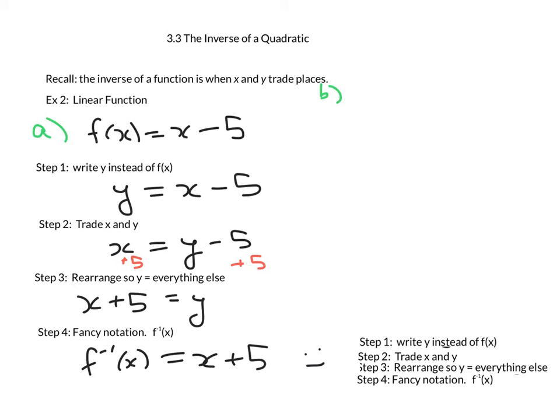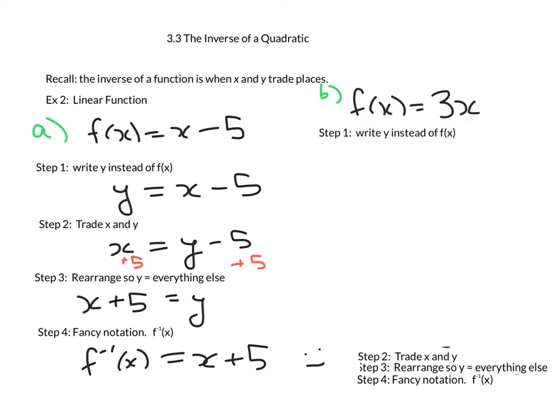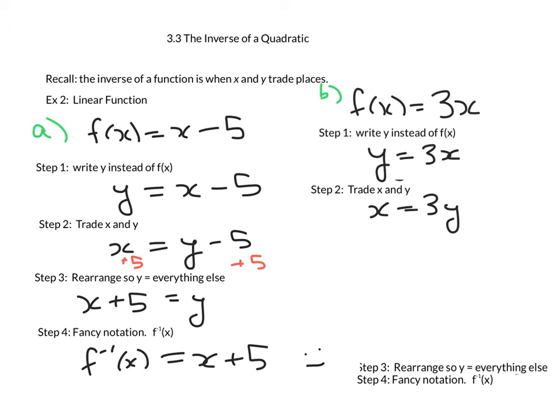Okay, let's try another example. Let's do f of x is equal to 3x. Okay, let's still follow our steps. So step 1, write y instead of f of x. Y equals 3x. Step 2, let's trade x and y. So I've now got x equals 3y. Step 3, rearrange so y equals everything else.